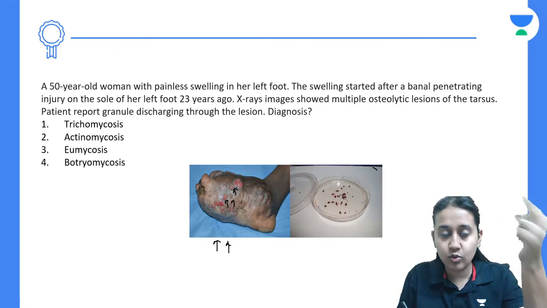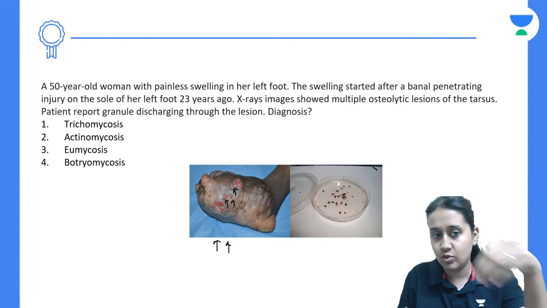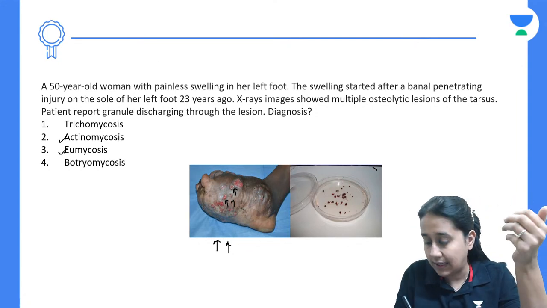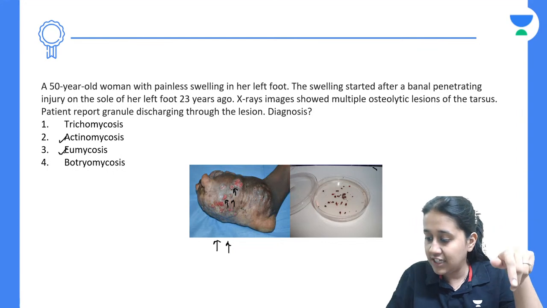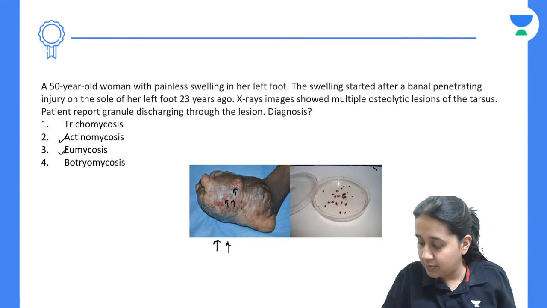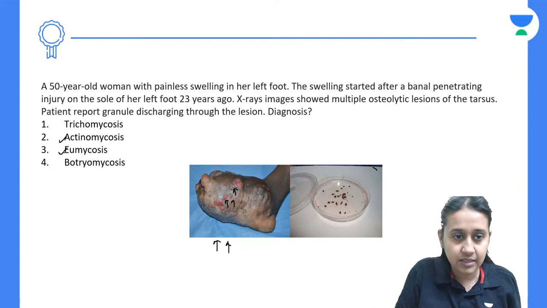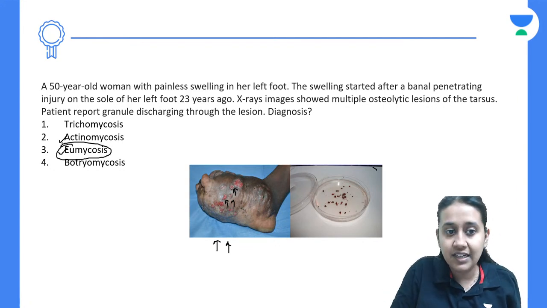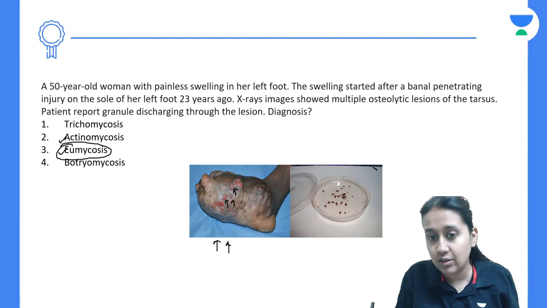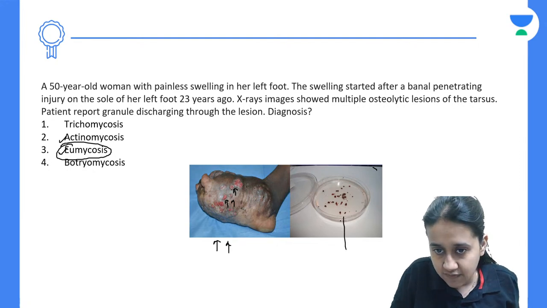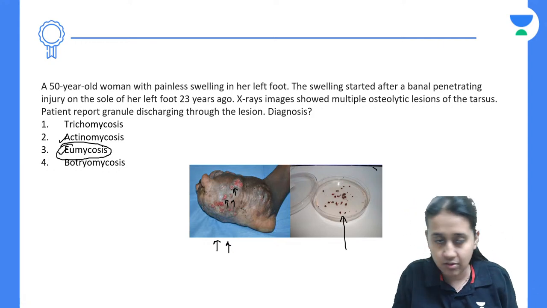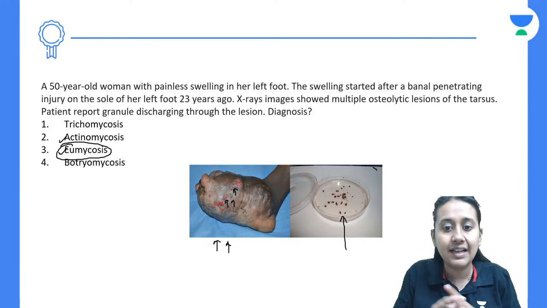Now please remember, we have two types of mycetoma: eumycetoma and actinomycetoma. How to differentiate between them? Please remember that in eumycetoma you see a black color discharge, while in actinomycetoma you see a yellow color discharge. If you see here, we have a black color granule, which is nothing but the fungal element.